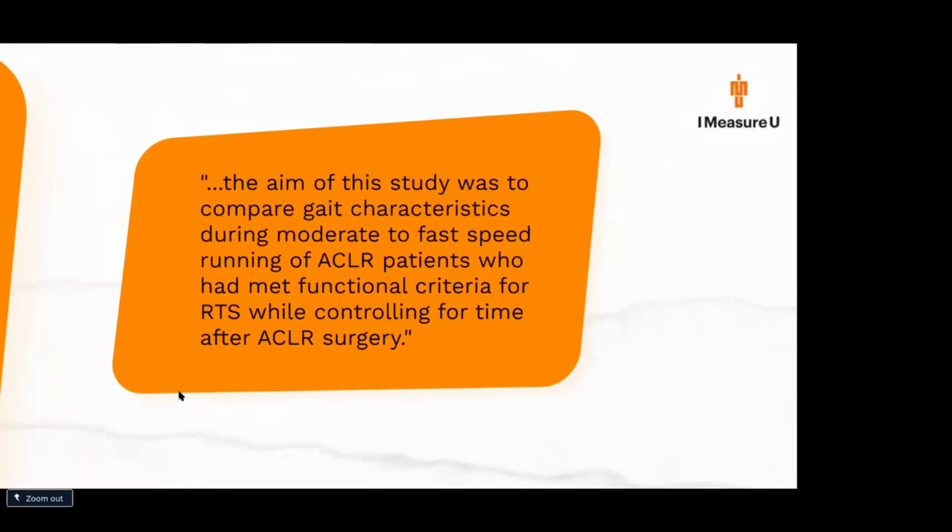If we have a look at the objectives of the paper first, and I've taken this direct from the introduction, the aim of this study was to compare gait characteristics during moderate to fast speed running of ACLR patients who had met functional criteria for return to sport while controlling for time after ACLR surgery. So these were all primary ACLR patients, and I'll dive into more about the actual participants when we get to that stage of the review.